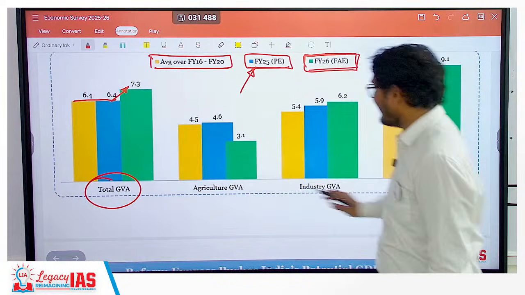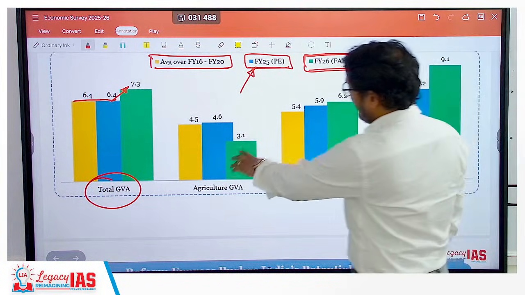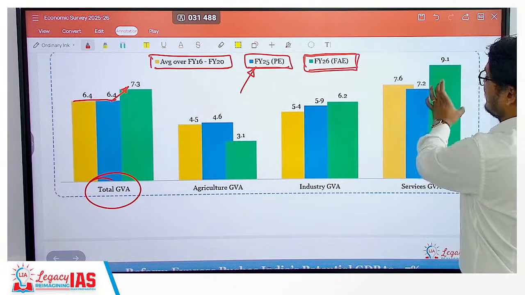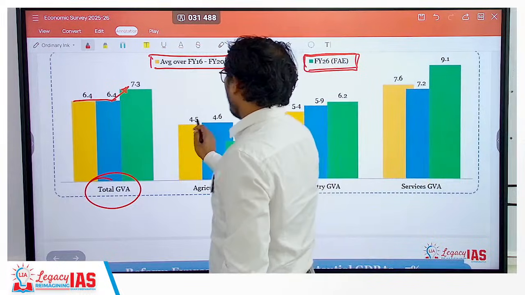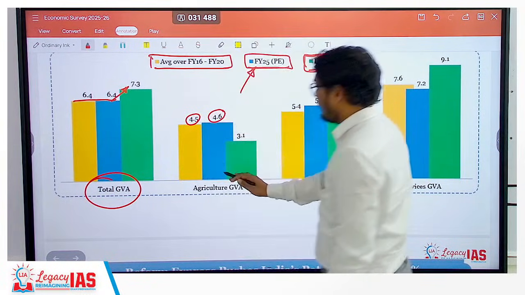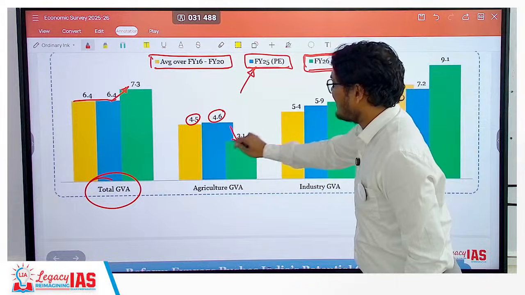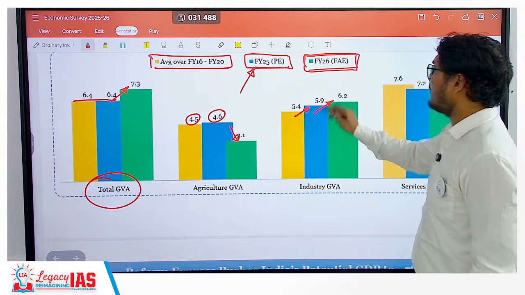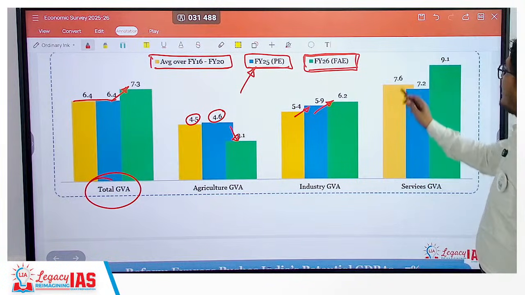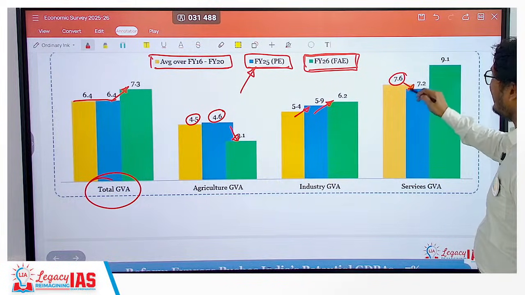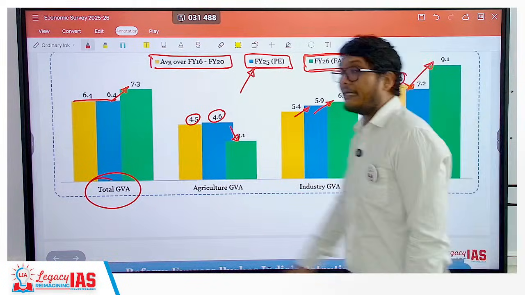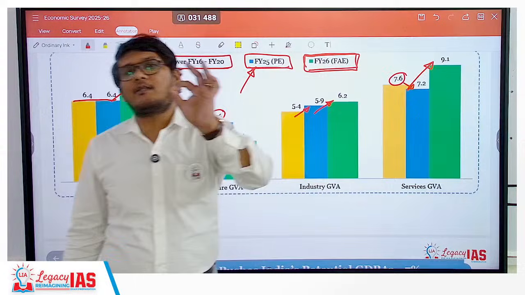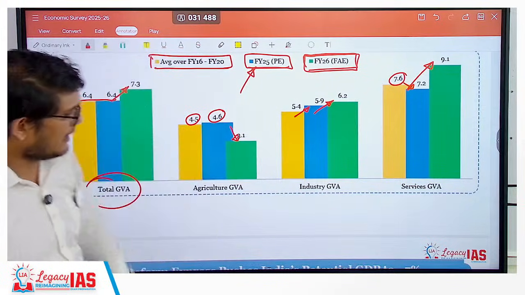If you look at sector specific, except for agriculture, the projection for industry and services is good. If you look at agriculture, from 4.5 it increased to 4.6%, that is good, but the projection is slightly low, whereas for industries it had improvement and it is further expected to improve. For the services sector, it saw a slight dip, but it is projected to increase considerably. So again, our service sector is going to be the key driver of the Indian economy.